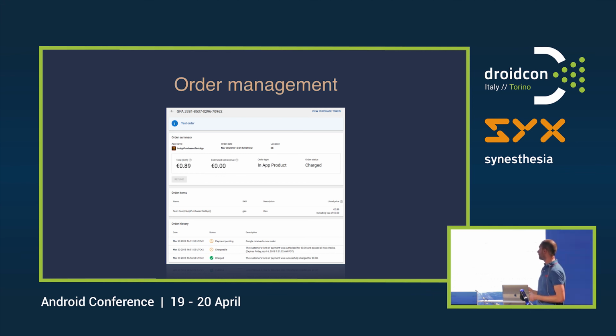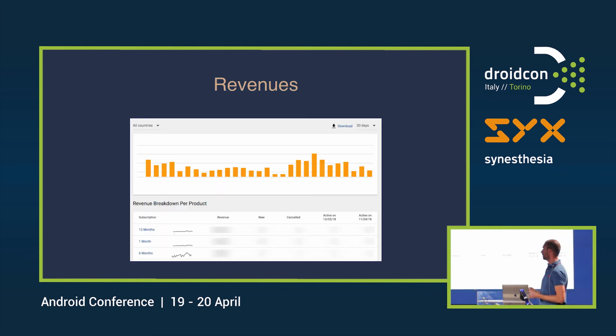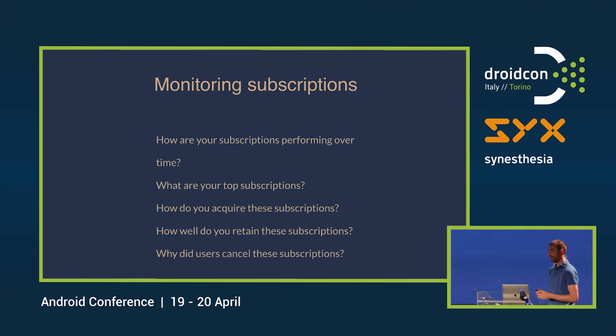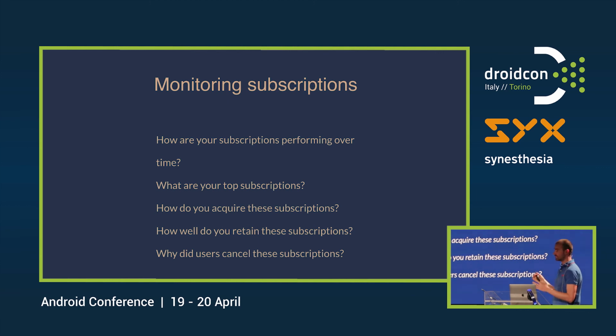And then we have the financial reports section, where revenue lives. Here you have a really nice chart of the trend of all your sales. They're broken down by product, so you can see which one performs the best, which again is really nice. And the Google Play console all around can answer questions like how are your subscriptions performing over time, or why did a user cancel your subscription in the first place? So it's a really all-around great tool for monitoring that you should be checking more often than not.